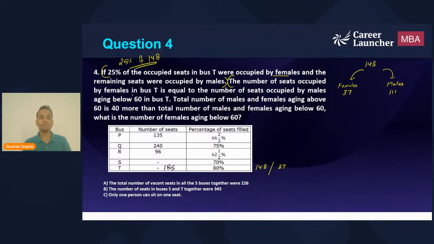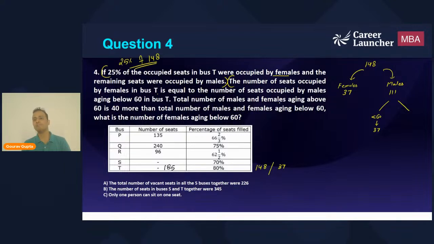The number of seats occupied by females in bus T, which is 37, is equal to the number of seats occupied by males aging below 60. So now males will be divided in two parts, age less than 60. So aging below 60, the number of males will be 37. All right. Am I clear?